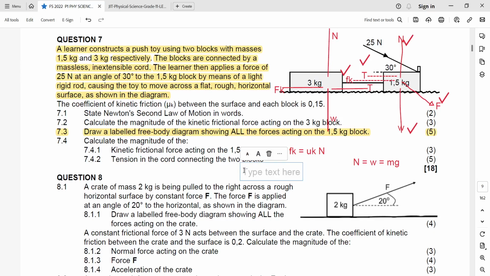Okay? So now we talk mathematics. Simply, we will have Fk is equal to 0.15 into brackets mg. Mass of what? 3 kg, so we have 3 multiplied by 9.8. If you have a calculator, this will give us the answer. Okay, let's go into my writing pad. My writing pad is not nice, but let's forget the computer for a while.